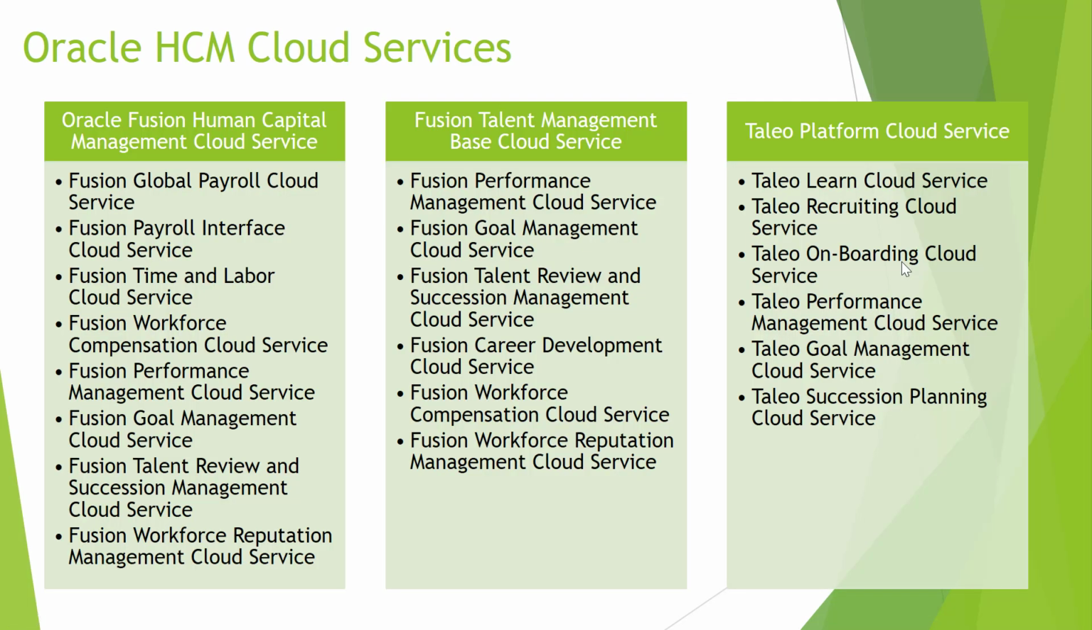So these are the HCM cloud services that we will talk about: Oracle Fusion Human Capital Management Cloud Service, you have a Fusion talent management based cloud service, and then you have the Taleo platform cloud service. And these are the different products within those. So the Fusion HCM cloud service includes the global payroll, Fusion payroll interface, time and labor, workforce compensation, performance management, goal management, talent review and succession management, and the workforce reputation management. The talent management piece includes Fusion performance management, goal management, talent review, career development, workforce compensation, and reputation management.